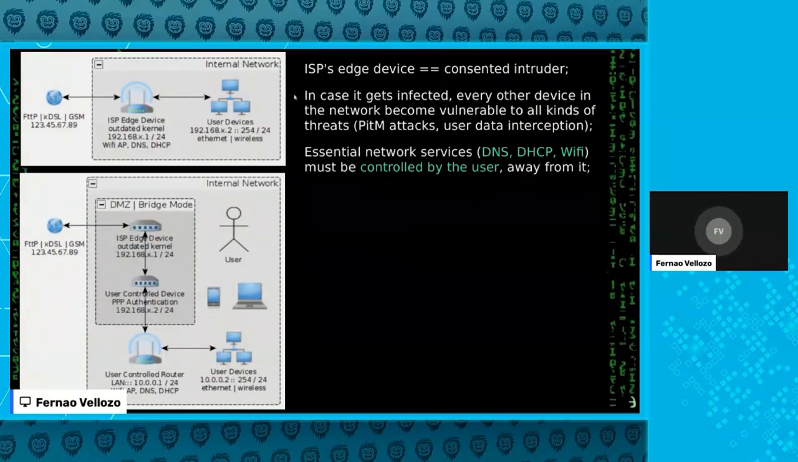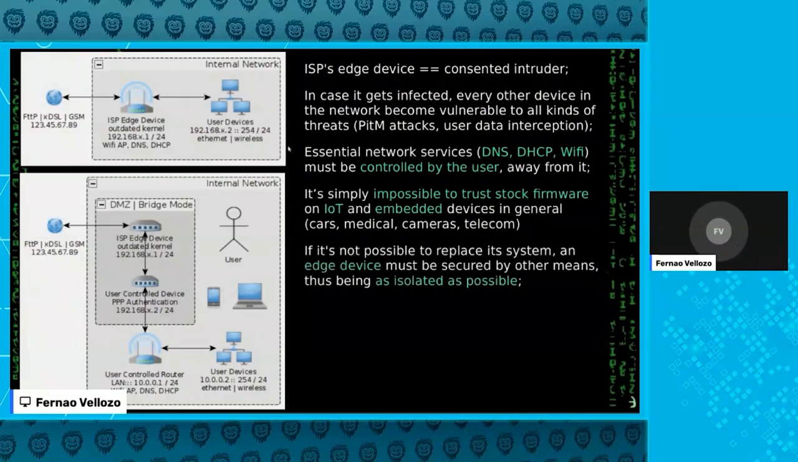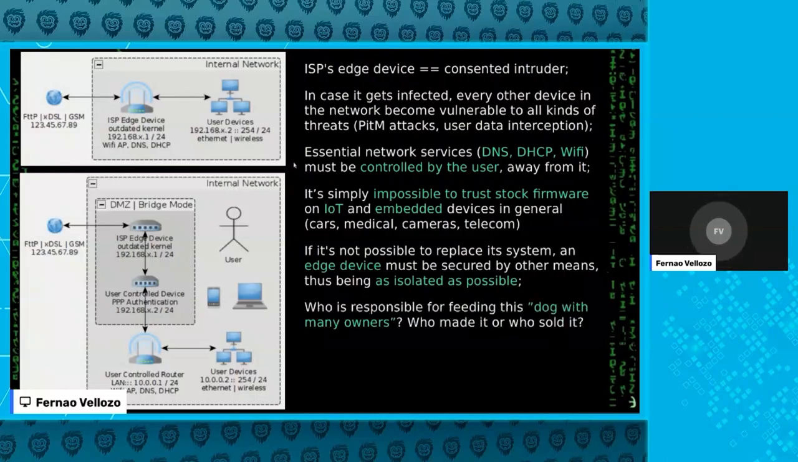So pretty much in an architecture like that, these could be the same thing, one device or two devices, a pfSense, OpenWRT, I don't know. That's up to the user, up to the use case. But the ISP device should be isolated as much as possible, because it's not possible to trust the stock firmware that comes installed on it. And it's not only this one. It's pretty much everything. Cars, where the firmware is dumb. Medical cameras, whatever. We all know the drill here. So whenever it's not possible to replace the systems, they should be isolated.